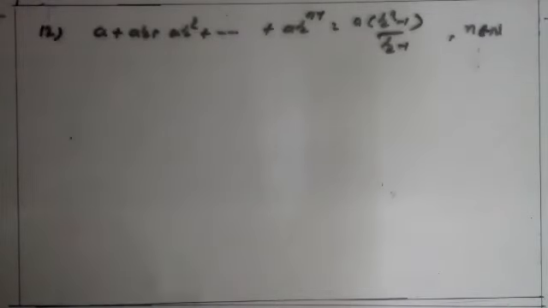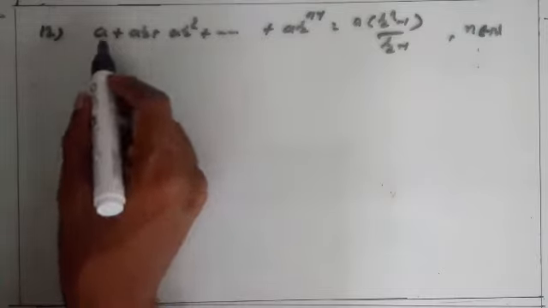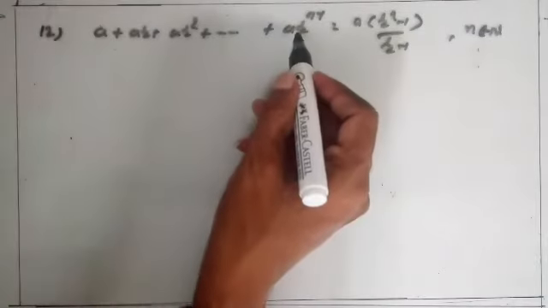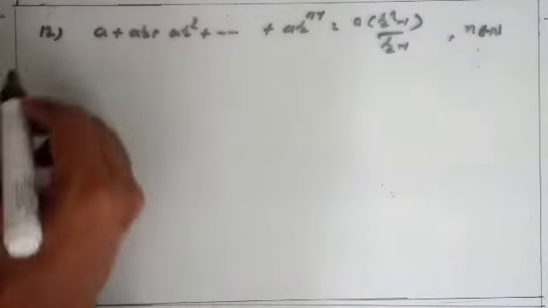Student, now we solve the remaining questions of exercise 4.1. Question number 12. Prove by PMI that a + ar + up to ar^(n-1) is equal to a(r^n - 1) upon r - 1.